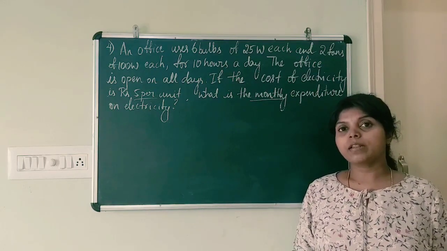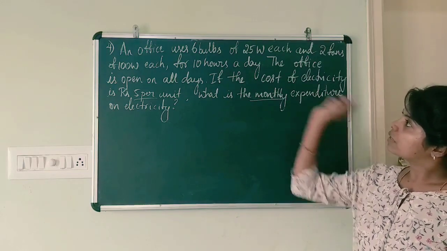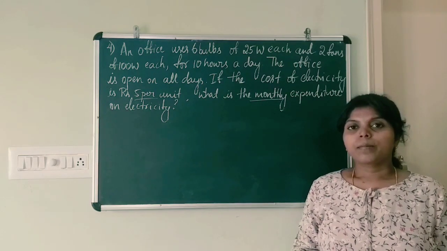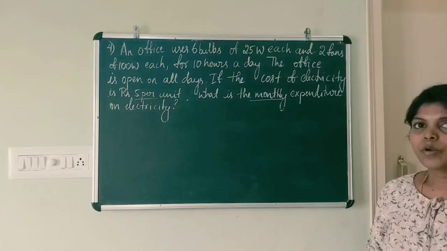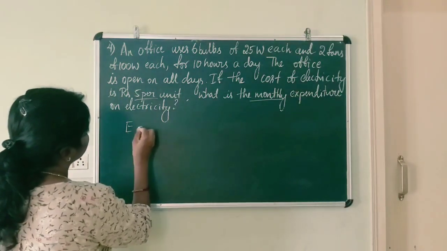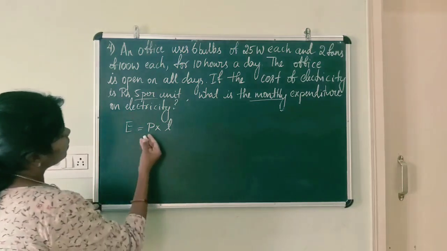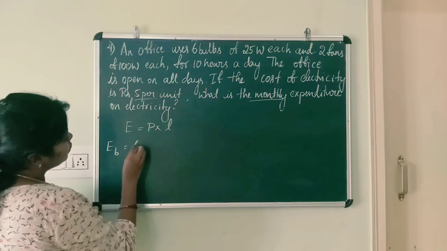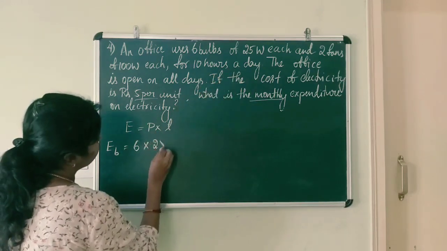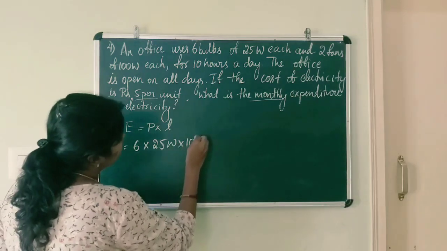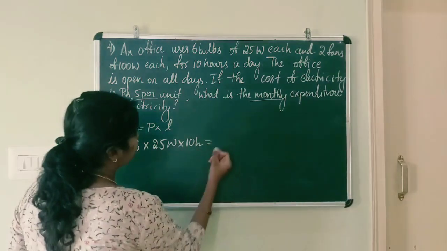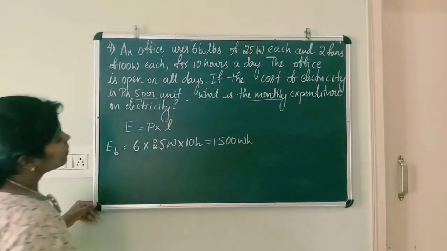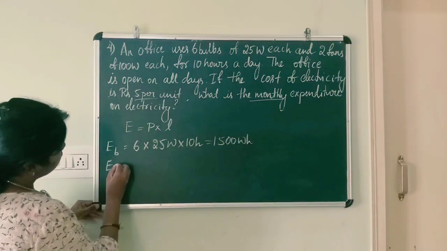So before finding the bill, we have to calculate the electrical energy of 6 bulbs and 2 fans. The formula of electrical energy is power into time. Let us solve this problem by using E is equals to P into T. Here P is power, T is time. For 6 bulbs, EB is equals to 6 into 25 watt. This is power and time is 10 hours. Multiply them, you will get 1500 watt hour.